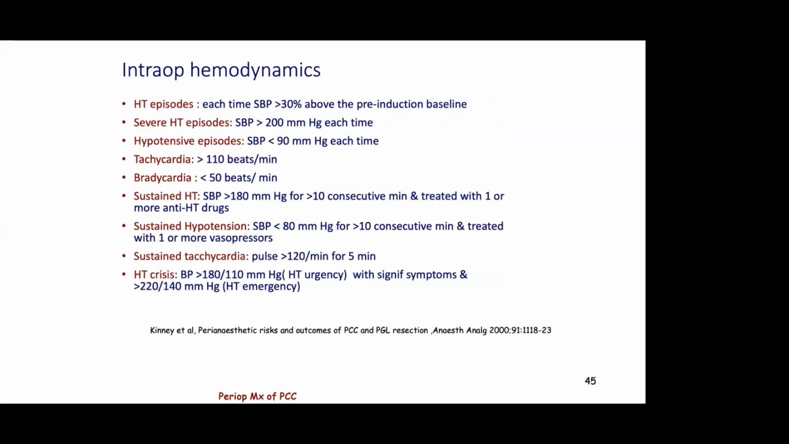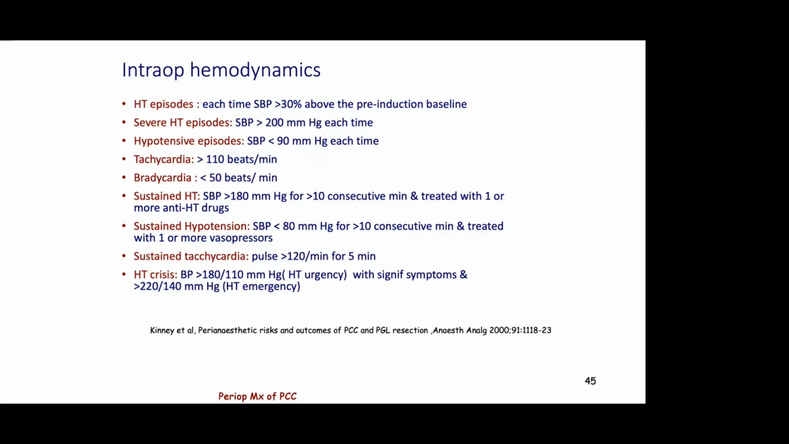So intraoperative hemodynamics. There are some definitions which are given. What are hypertensive episodes? Each time the systolic blood pressure is more than 30% above the pre-induction baseline, and severe episodes when the systolic is more than 200, hypotension if the systolic is less than 90, tachycardia if it is more than 110, bradycardia if it's less than 50. We all take these things from the monitor: what was the highest BP, what was the lowest BP, and what was the heart rate.